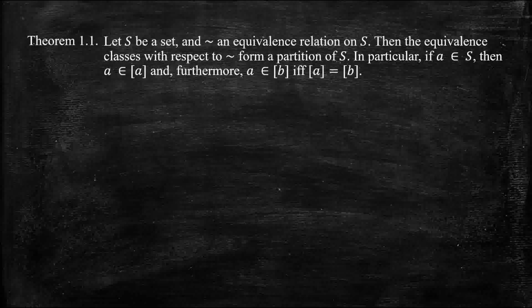Now an important theorem. Let's define an equivalence relation on set S. Then the equivalence classes with respect to that relation form a partition of S. In particular, if A is in S, and if it belongs to the class of A, and furthermore it belongs to the class of B, then the class of A is equal to the class of B. What it basically implies is that the intersection of all those partition sets of S is an empty set, that is, they don't have any common element. Which further implies that an element of set S can be in only one of the partition sets. I would recommend you to check out the proof.